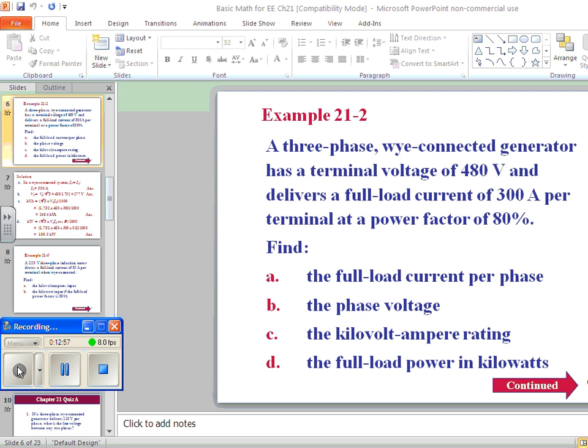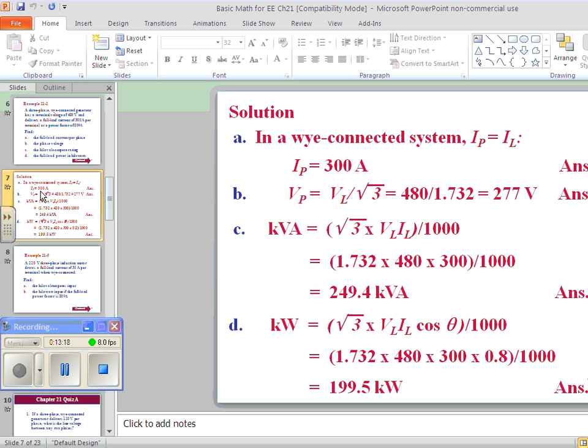So if we want to find the full load current, what are we talking about? We're talking about a Y-connected generator. If it's Y-connected, then the full load current per phase is the same as the full load current per line, right? In a Y, phase and line current are the same, which is what our slide right here says. In a Y-connected system, phase current is equal to line current. So phase current must be 300 amps.